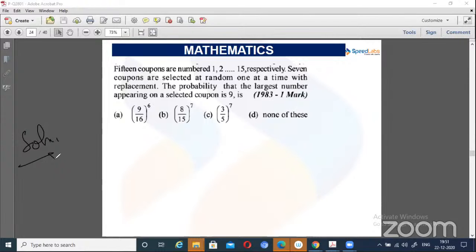7 times. So the coupons will not be reducing in the lot. They'll be number उतना ही रहेगा. हमने एक coupon निकाला, I check the number, put it back. So the probability that the largest number appearing on a selected coupon is 9 is. Okay. So first we'll go for the denominator. Total sample space में कितने बार कितने chances बनते हैं? 7 coupons निकाला and each coupon can have 15 numbers. So 15 power 7 is my denominator. That's given. For the favorable part, the largest number appearing on a selected coupon has to be 9.